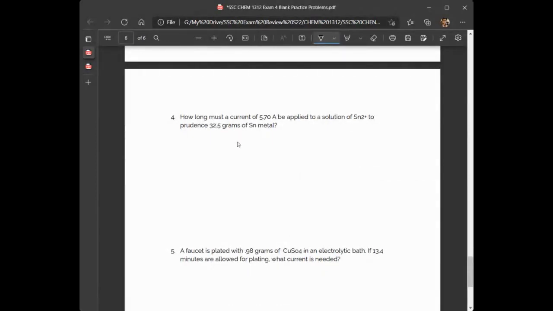So how long must a current of 5.7 amps be applied to a solution of Sn2+ to produce 32.5 grams of Sn metal? So we're going to do some dimensional analysis here.